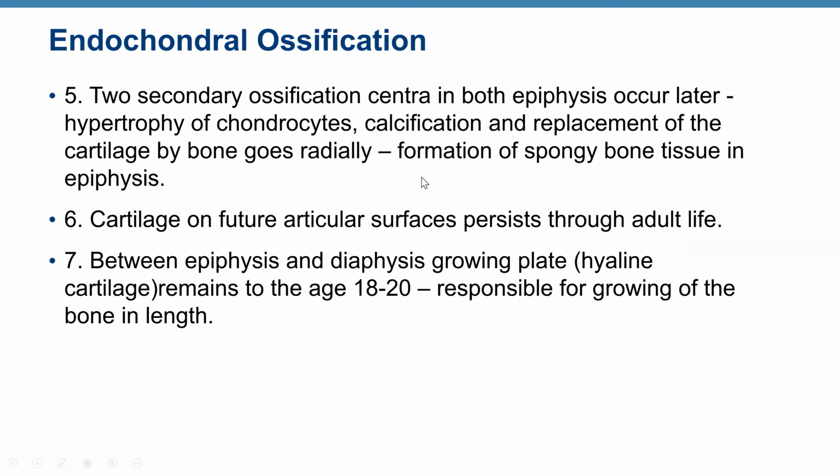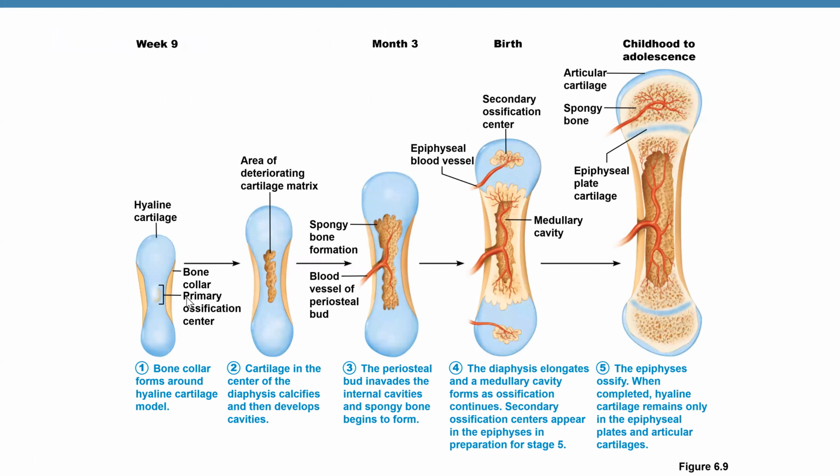And if you have matrix that became calcified, the chondrocytes just die. They don't receive oxygen and nutrients, and they are replaced by bone as well in the epiphysis. That's how formation of spongy bone happens in the epiphysis of a long bone, right? So let's look over here.